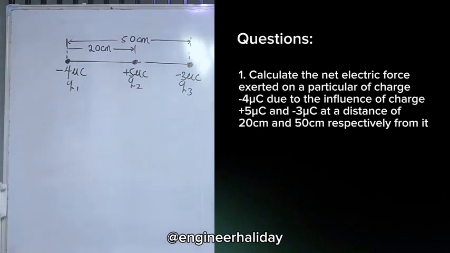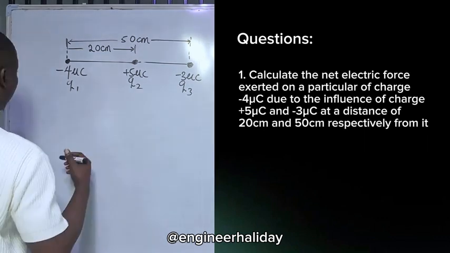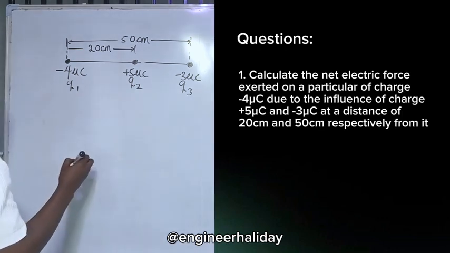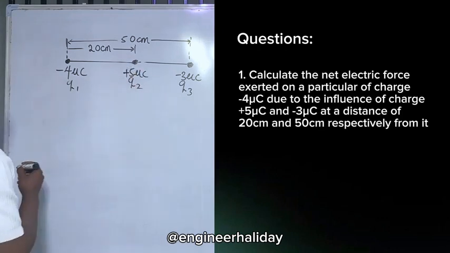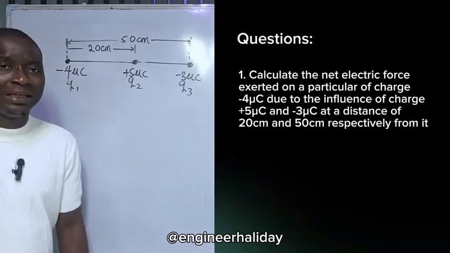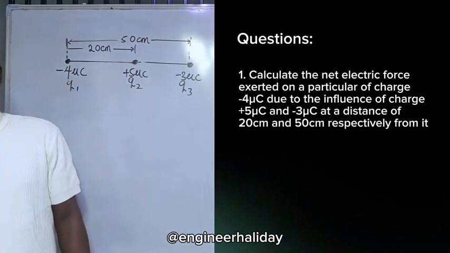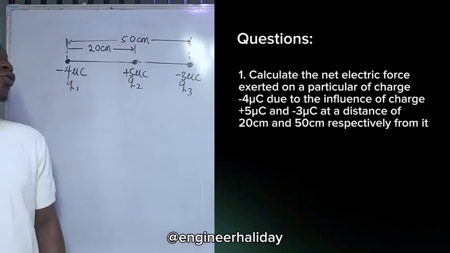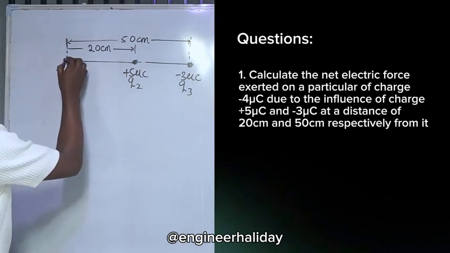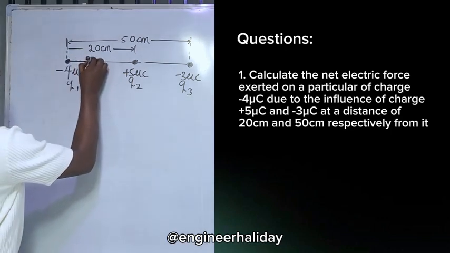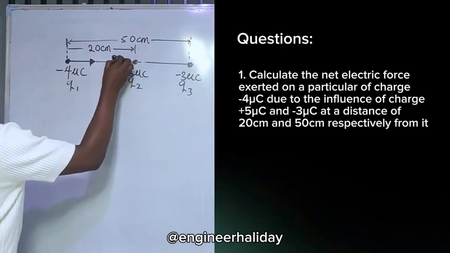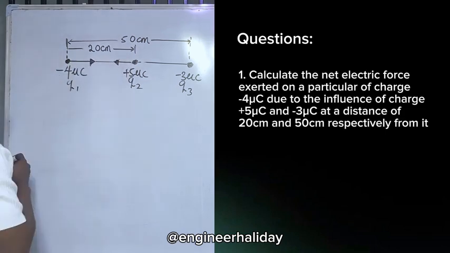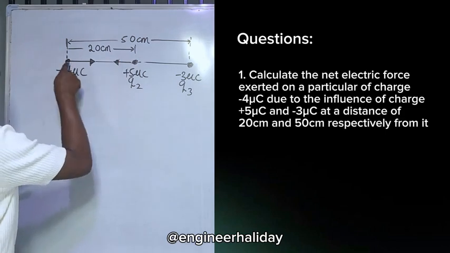Now, the question is, what will be the influence of charge Q2 on Q1? It will be an attraction force because Q2 is a positive charge. You should know that like charges repel while unlike charges attract. So plus 5 microcoulombs will attract minus 4 microcoulombs, so it moves towards that direction. Although Q1 also creates an attraction force on Q2, we are not concerned. We are concerned about the net force on this one. So what influence will this one have on this?